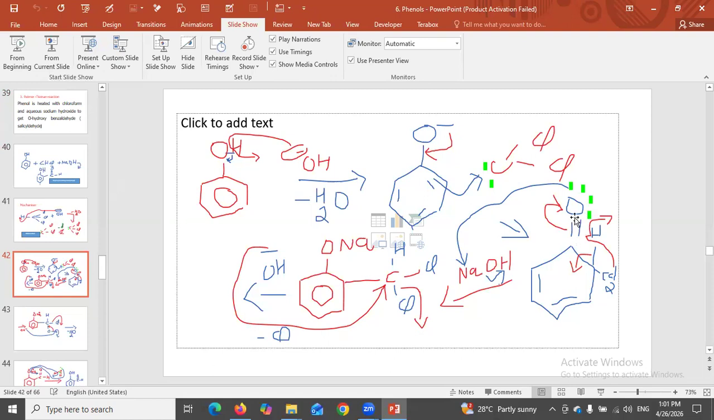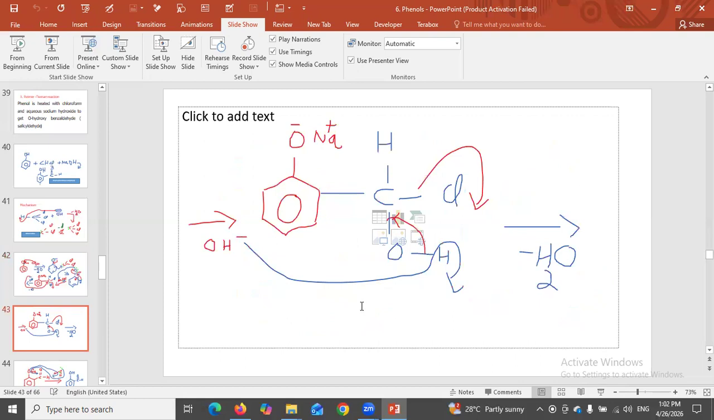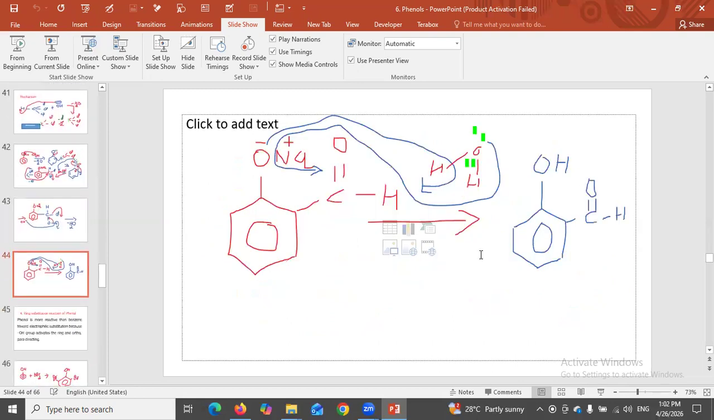Again, the double bond electrons move to this oxygen, and the electrons between the carbon and hydrogen neutralize the resonance. This product comes with hydrogen on this carbon and removal of chloride. We get this product again. Removal of water produces this product.